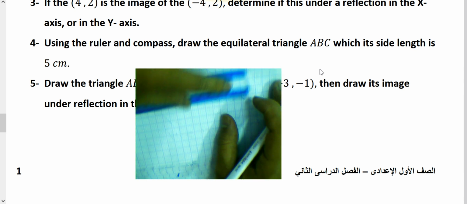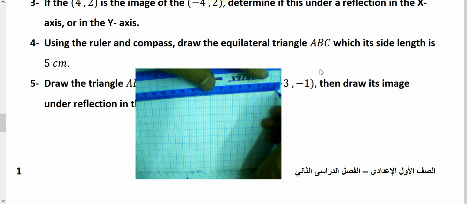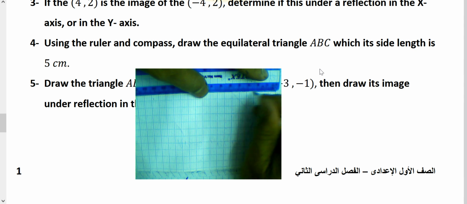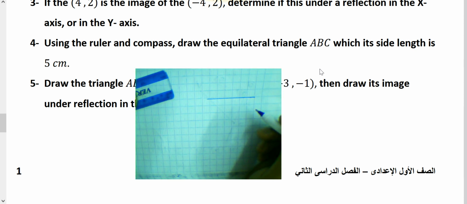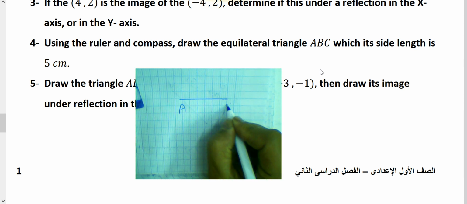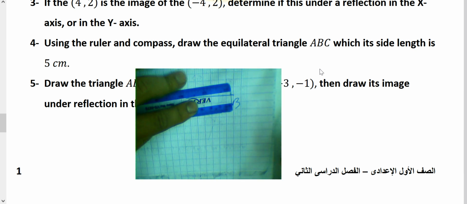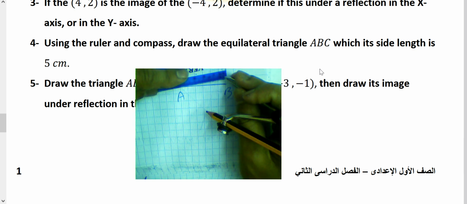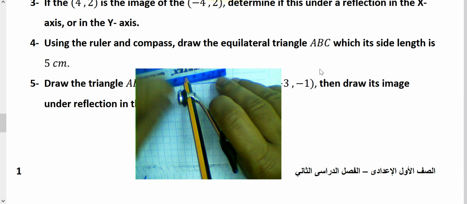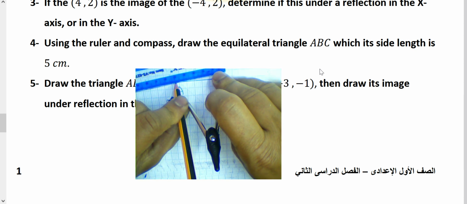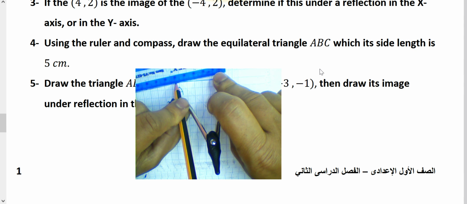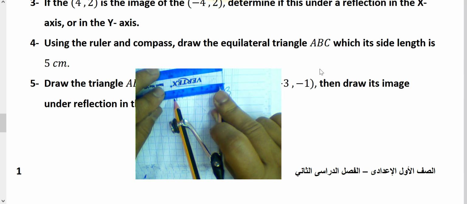Take your ruler and fix it here, from 0 to 5, AB, and then open the compass 5 cm from 0 like this to 5. Make sure your compass starts from zero and fix it well from zero to 5.